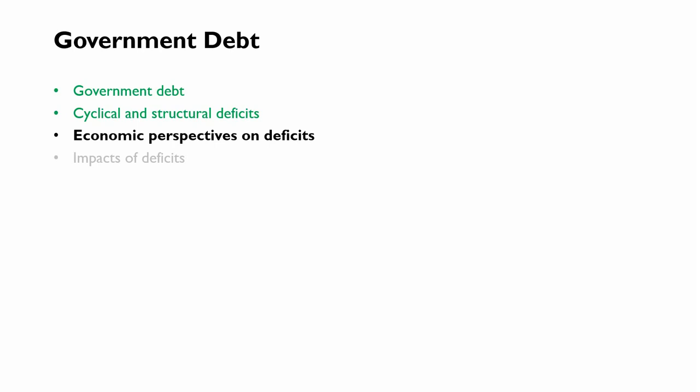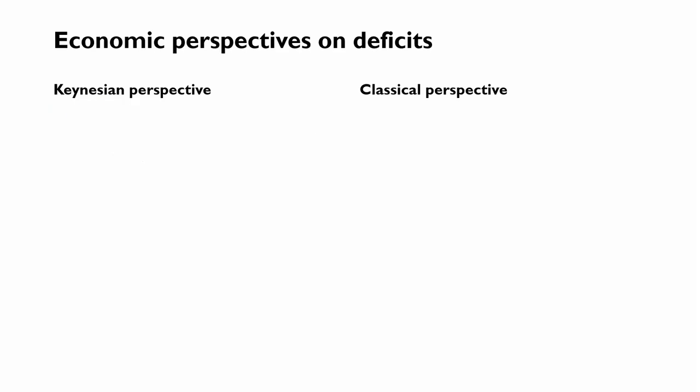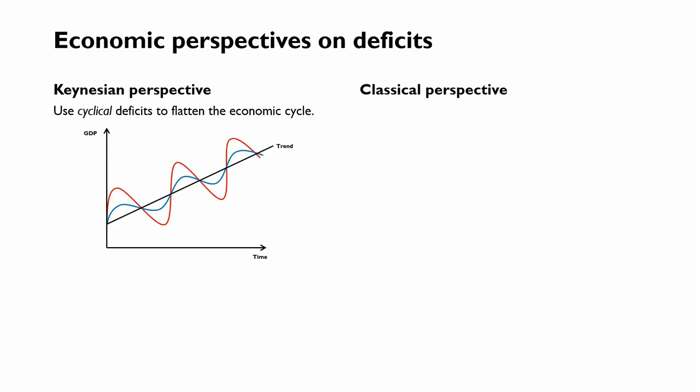There's a variety of different economic perspectives on what we make of deficits and on how we feel about them. And as usual, we're going to make the simple distinction of breaking it down as Keynesian and classical economists. Keynesians argue that cyclical deficits are really important to help flatten the economic cycle. We showed this in the last video with automatic stabilisers, the idea that fiscal stabilisers can limit the size of the boom and the size of the recession.